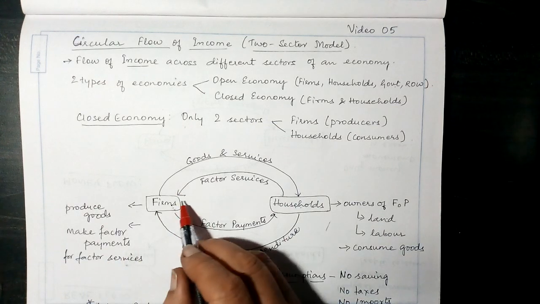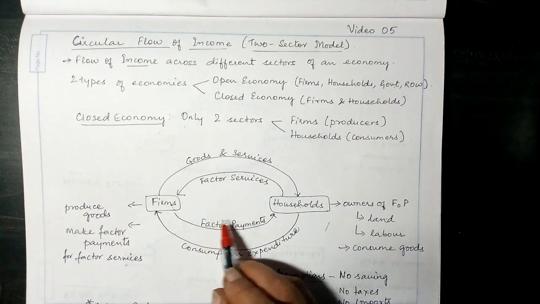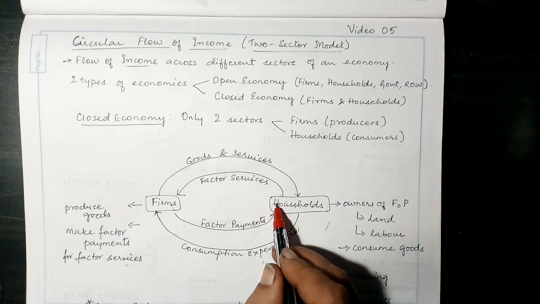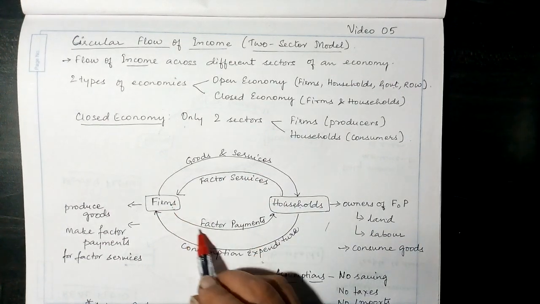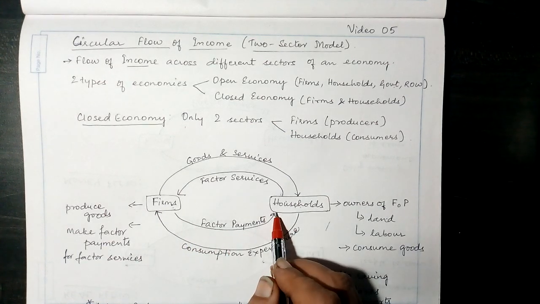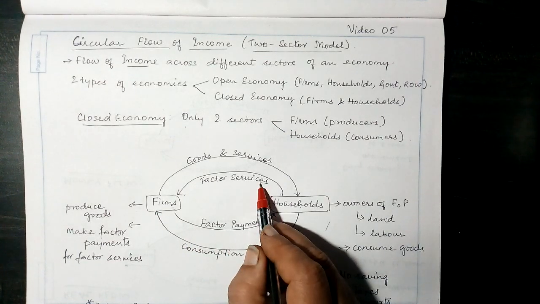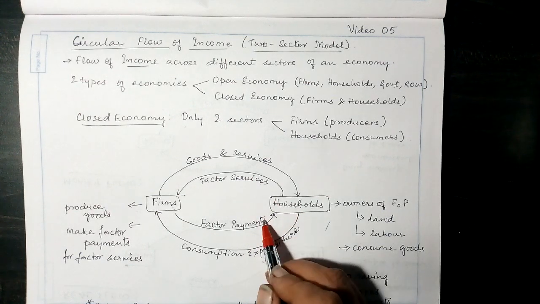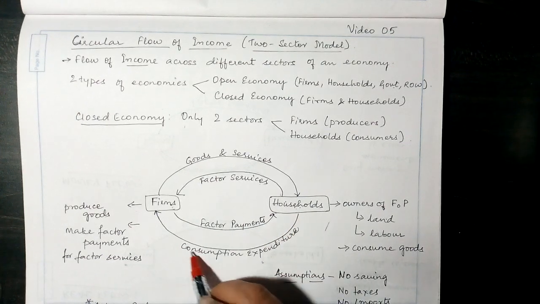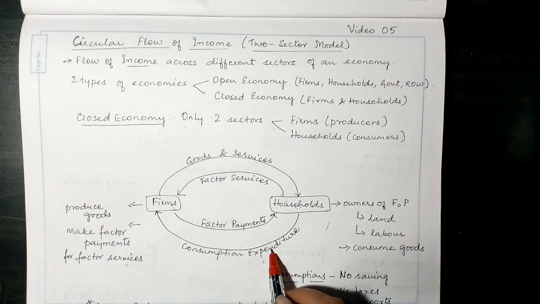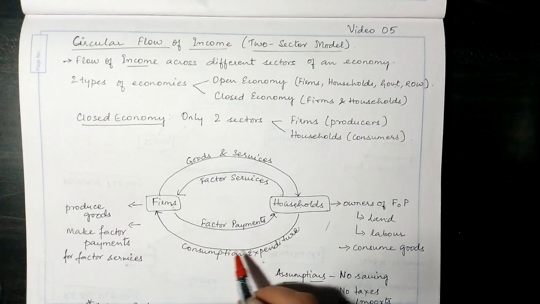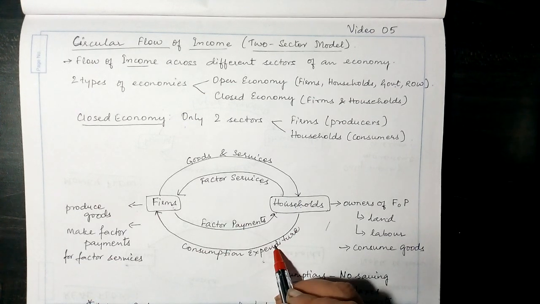Now, here we see in the circular flow that the households are providing factor services to the firms, for which the firms provide factor payments or the income for the factor services. Now, these households make use of these factor payments, that is their income, in consuming the goods and services. So, they make a consumption expenditure. What is consumption expenditure? The expenditure made on consumption of goods and services is called consumption expenditure.